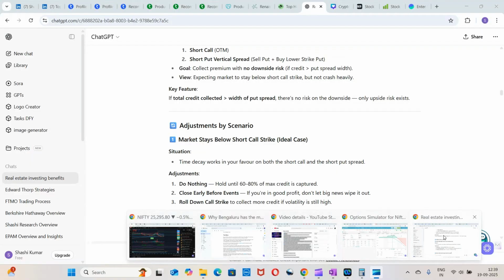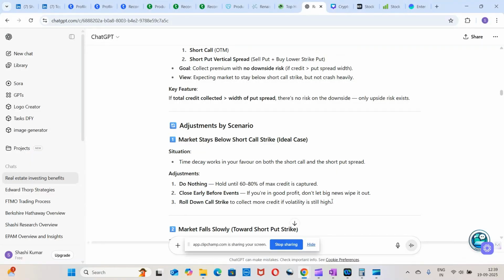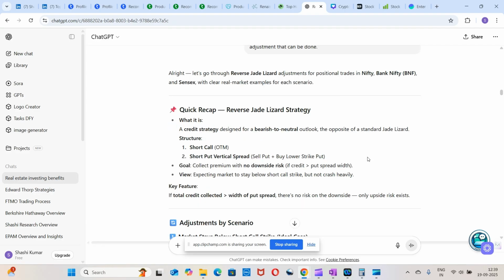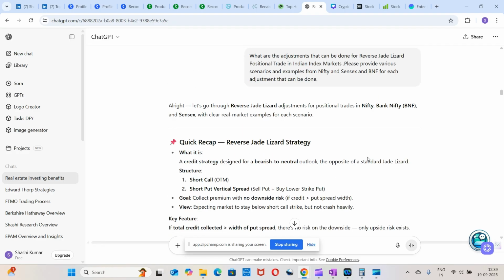Hey, hi everyone. Welcome to another video in our positional options trading strategies in Indian index markets adjustments. Today we are going to go through the adjustments that could be done for the reverse Jade lizard positional strategy in Indian index markets, and we will go through various scenarios and examples which relate to Nifty, Sensex, and Bank Nifty for each adjustment that could be done for this reverse Jade lizard strategy.